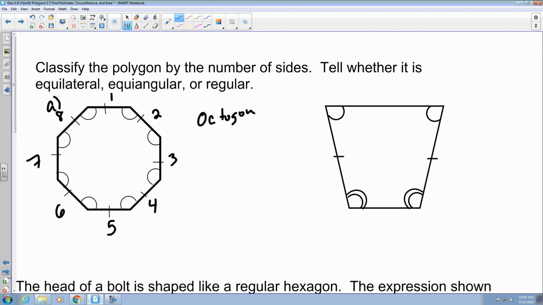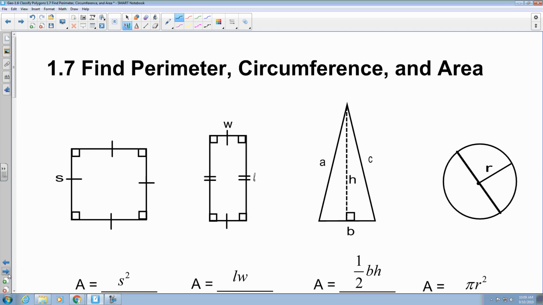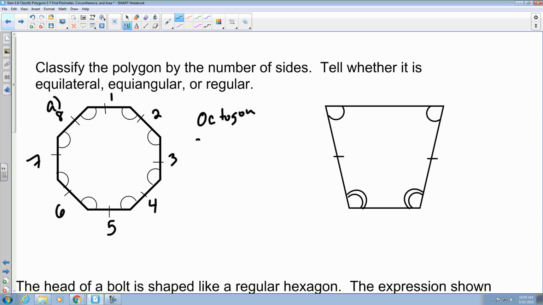And does it have all equal sides? So, sides are congruent because of the hash marks. Are angles congruent? Yes, they are. Angles congruent. So both of them are there. So that means that it is regular.